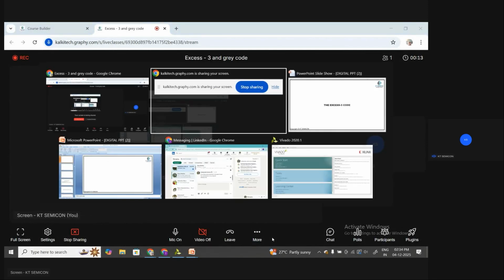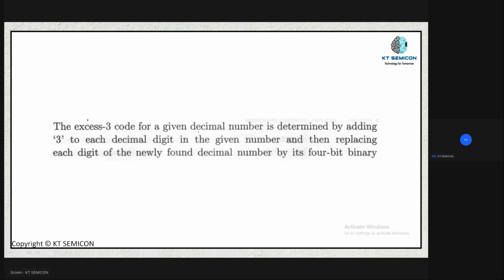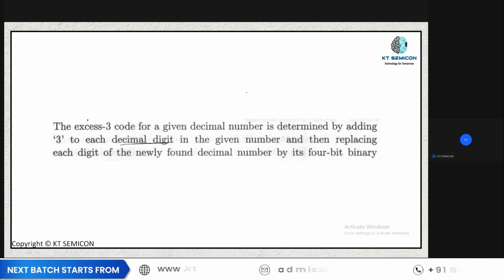Now, in this particular session, we are going to discuss Excess-3 code in detail. The Excess-3 code for a given decimal number is determined by adding 3 to each decimal digit in a given number and then replacing each digit of the newly formed decimal number by its 4-bit binary equivalent. Now, what does this mean?